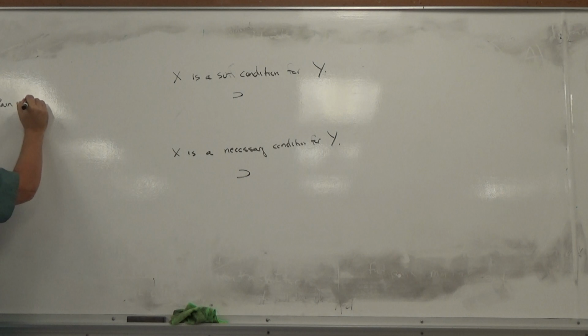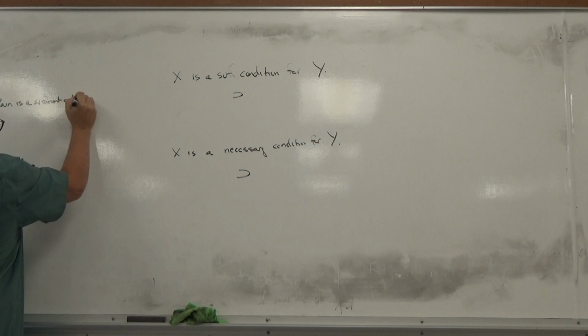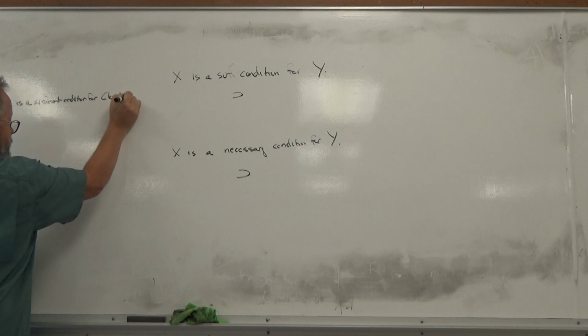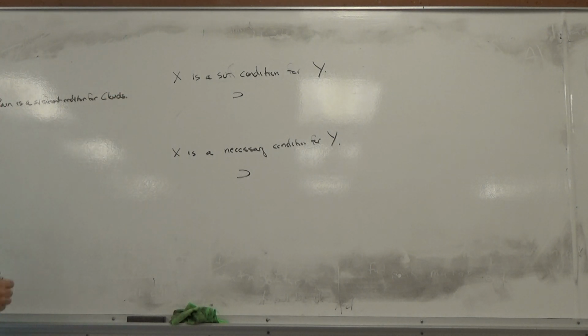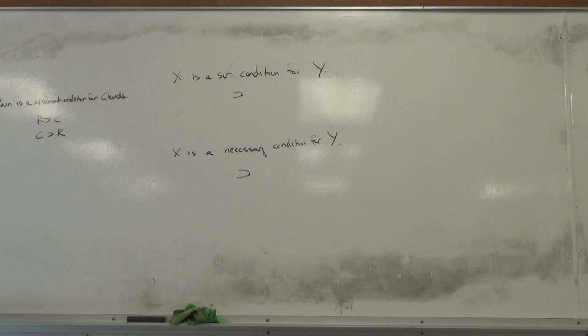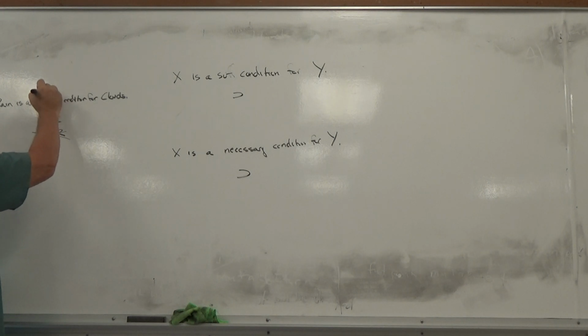Rain is a sufficient condition for clouds. Okay. Rain is a sufficient condition for clouds. Would we say this, R then C, or would we say C then R? Which of those is right? C to R? Yeah. No, because you can have clouds without rain. Okay? So think of sufficient condition for as guarantees.